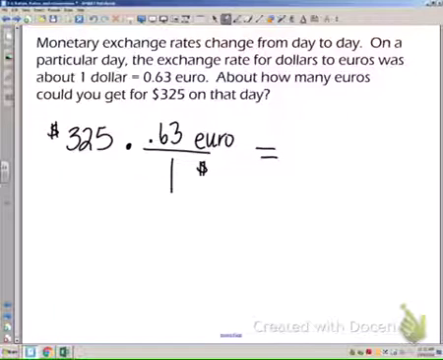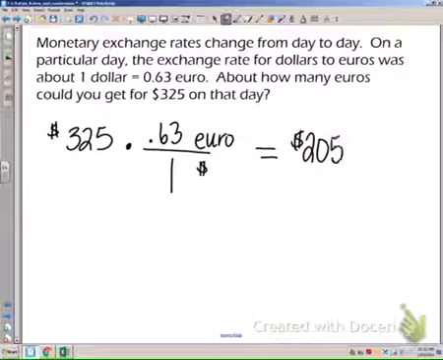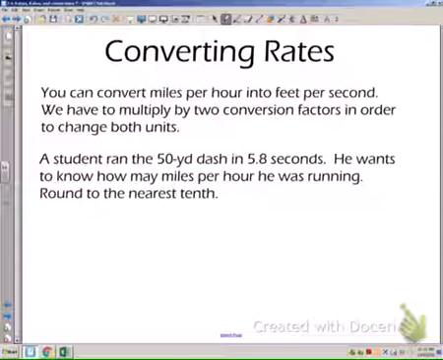So 325 times 0.63 gives me a total of 205 euros. If I think about that, $1 is equal to 63 cents in euro money. So, of course, it's not going to be as much. If I have $325, it's not going to be as much money in euros. So I would have 205. I shouldn't have said dollars, I meant euros. It's not the same.